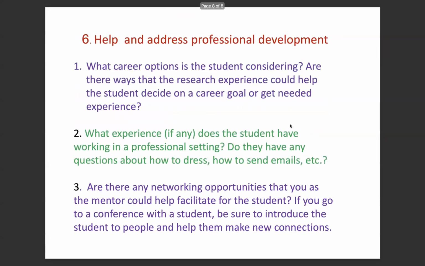Now the last point is really crucial for their career development. You have to help and address their professional development. You have to discuss with them what career options are there, and what career option the student is considering. Are there ways that research experience could help the student decide on a career goal? If they need some additional experience, you have to train them.